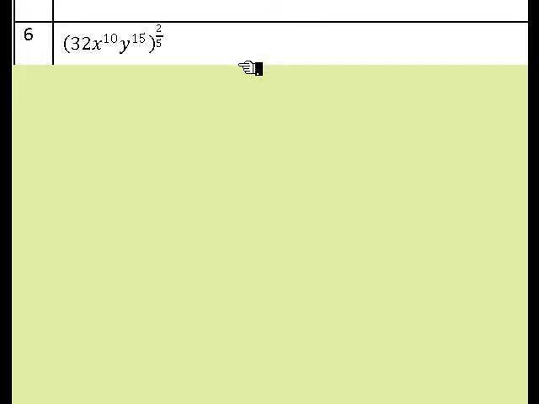In number 6, we have an expression involving exponents raised to a fractional power. All right, so like before, we're going to first do the denominator, or the 5th root. So start by taking the 5th root of 32. All right, that's 2. Next, we'll do the 5th root of x to the 10th. So we take the 5th root by dividing 10 by 5. And we get 2, so that's x to the 2. Now the 5th root of y to the 15. Again, divide 15 by 5. And we have y cubed.